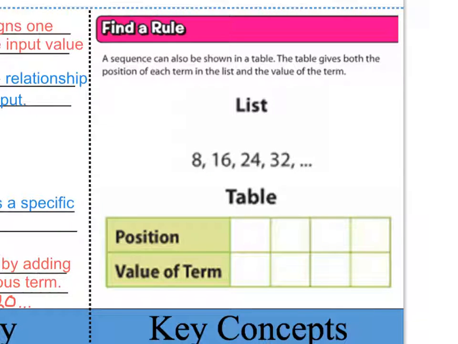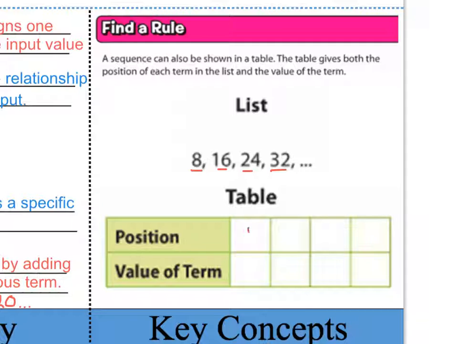So the key concepts for today would be us discussing how to find a rule. A sequence can be shown in a table. A table gives both positions at each time in the list and the value of the term. So what that means is if I'm given a list of numbers like 8, 16, 24, and 32 and so on, that's an arithmetic sequence of numbers, because every time I move to another term I'm adding 8. So I can go ahead and place these sequence of numbers in a table.